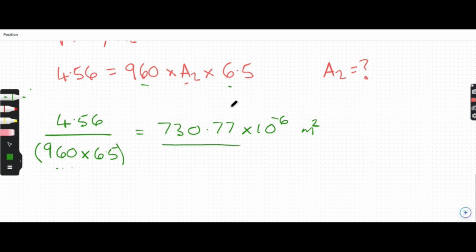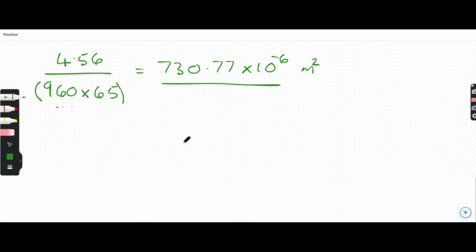That's quite handy, because now I know what A2 is. I know the area coming out is 730 times 10 to the minus 6 square meters, which is quite small, isn't it? But I've got to find the diameter. I don't know what the diameter is, but I know the area is pi r squared, and I know that my area is 730. So I can do this.